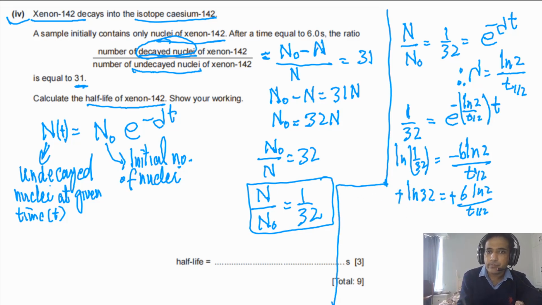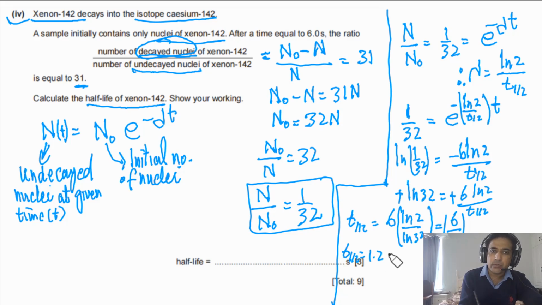Now we can write here, the half-life t1 by 2 will be equal to 6 times ln 2 divided by ln 32. If you solve this, ln 32 is 5 ln 2, so this will be 6 times 1 over 5. The final answer, the half-life in this case, will be equal to 1.2 seconds, and your final answer is 1.2 seconds.